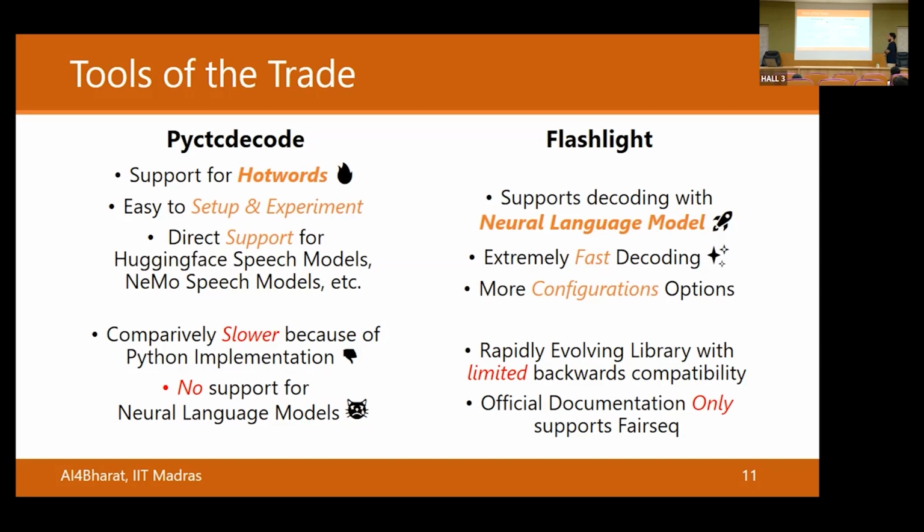Flashlight again, Flashlight is a very popular library. The most important thing, it has support for neural language models, and it is extremely fast in decoding, and there are many more configuration options as compared to PyCTCDecode. But the one issue is Flashlight is mostly meant for research purposes. It's a library released by FAIR.